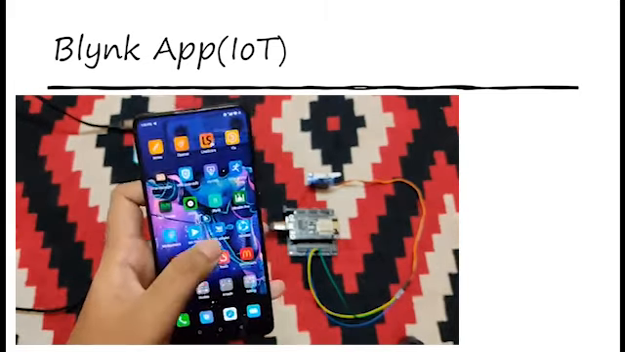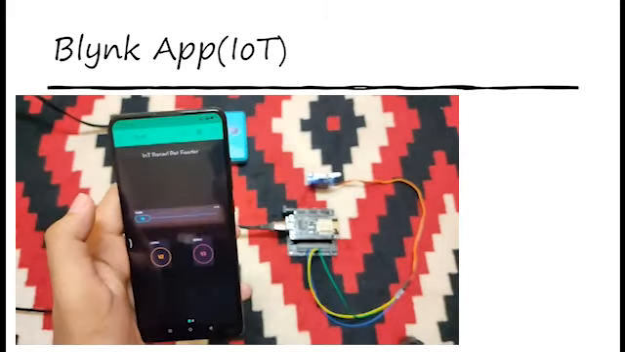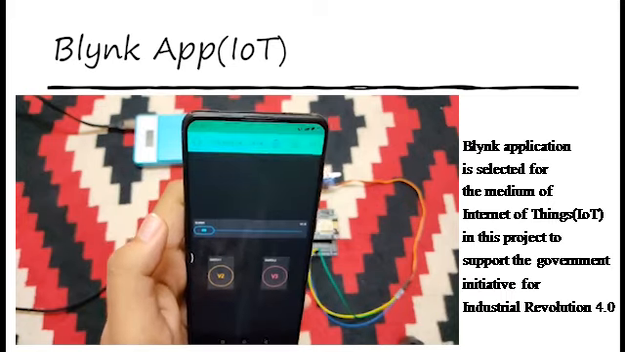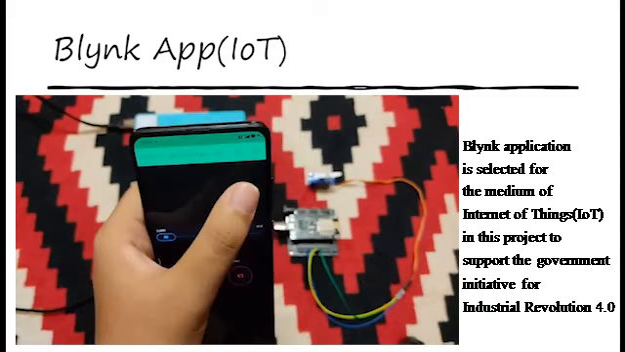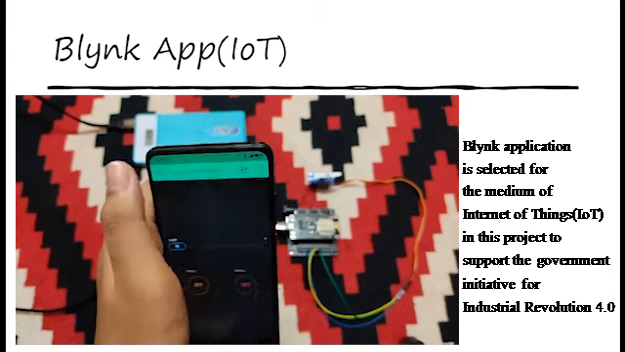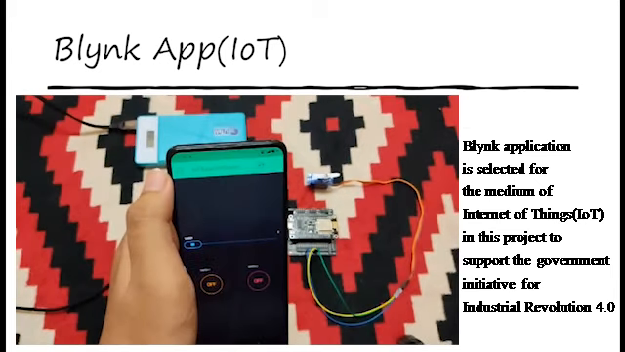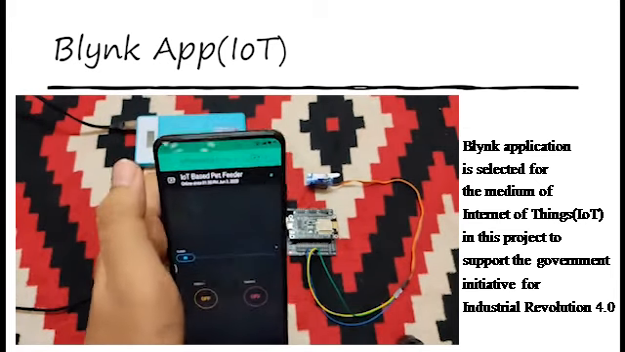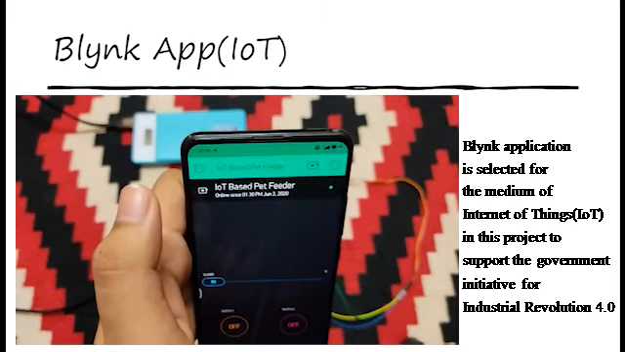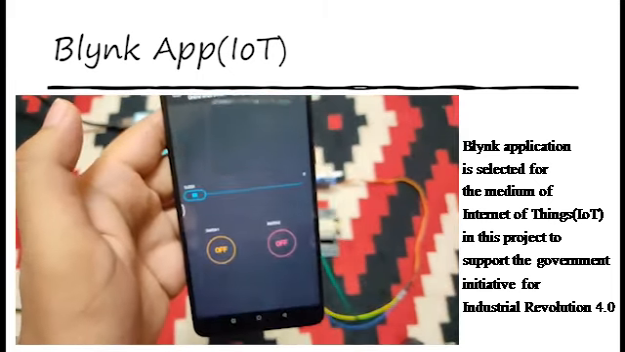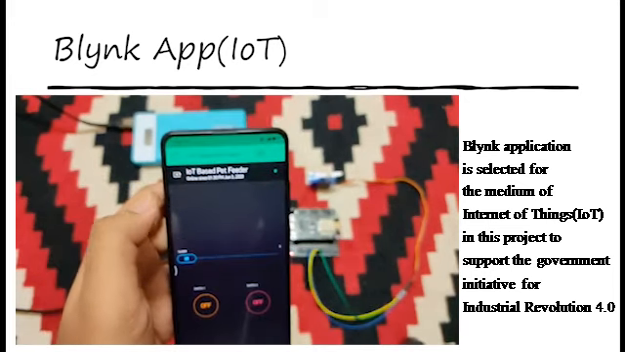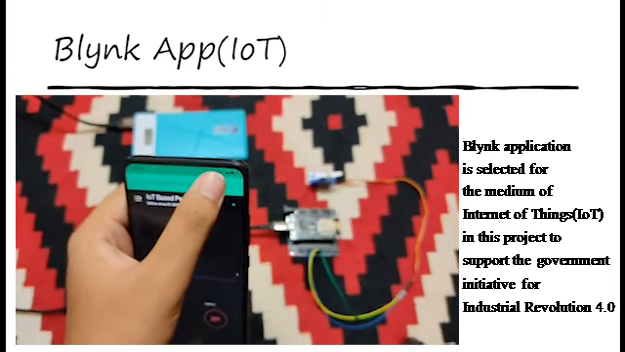Okay, so now for the Internet of Things part. We use the Blynk application as the medium for our project. How to use it? We can click the play button at the top right corner of our phone, and we can check whether the NodeMCU ESP8266 is connected to the internet or not. So it is stated that the IoT-based pet feeder is connected to the internet.